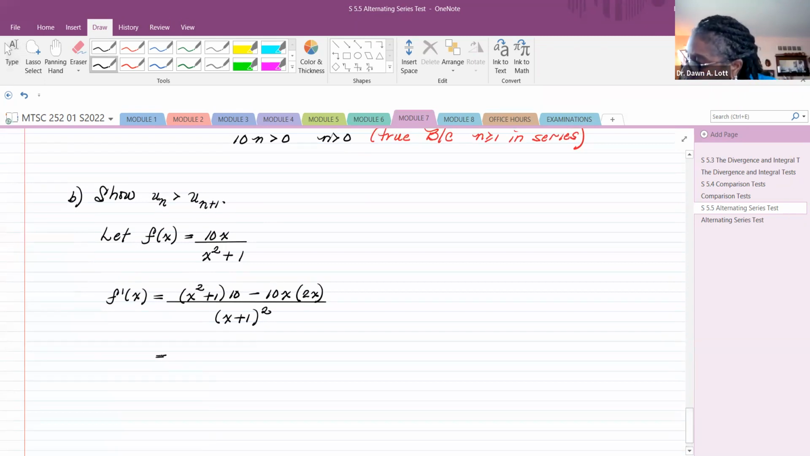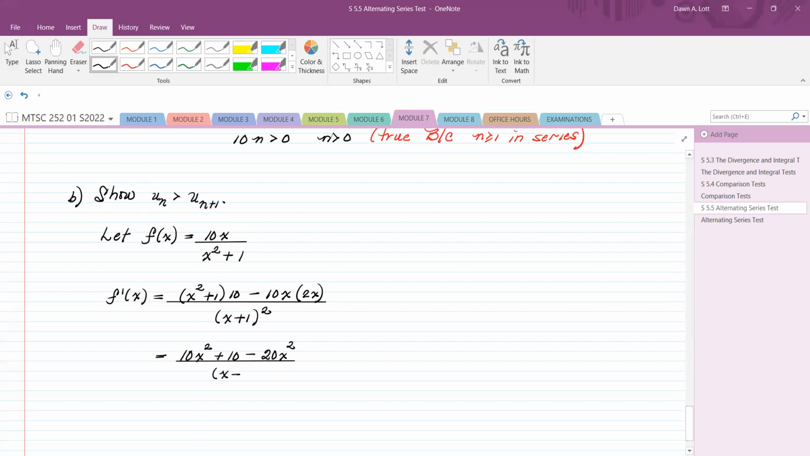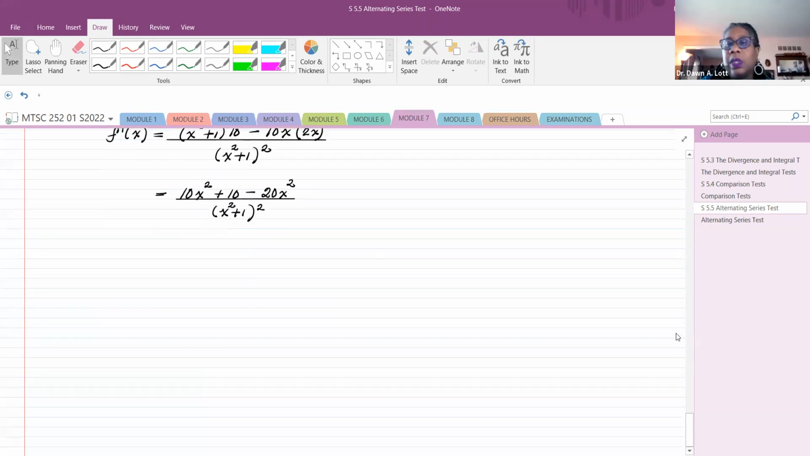So we have 10x squared plus 10 minus 20x squared, divided by x plus 1 squared. I just have a question. Shouldn't the denominator be x squared plus 1, since it's x squared plus 1 squared? Thank you. Okay. Yes, you are so correct.